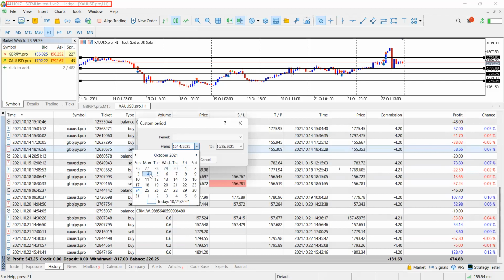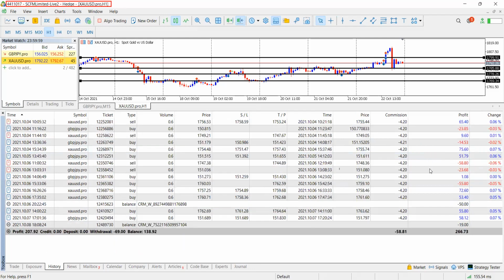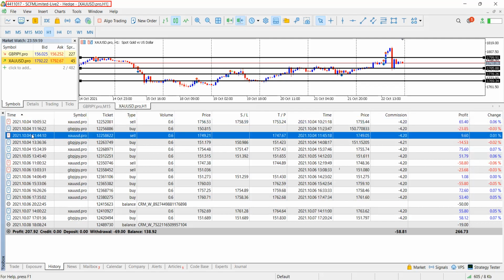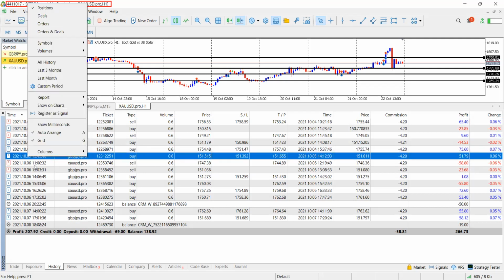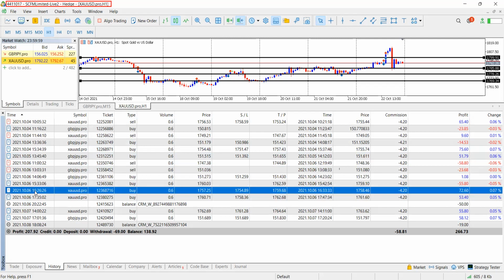Wacha tuone the first week hapo. The first week ndio hiyo the first week. Naona the first week nilichukua 14 trades. But 14 inakuwa 1 2 3 4 5. Hii daily overtrade bana. Hii siku ingine trade moja, hii siku ingine, hii wiki ni overtrade.